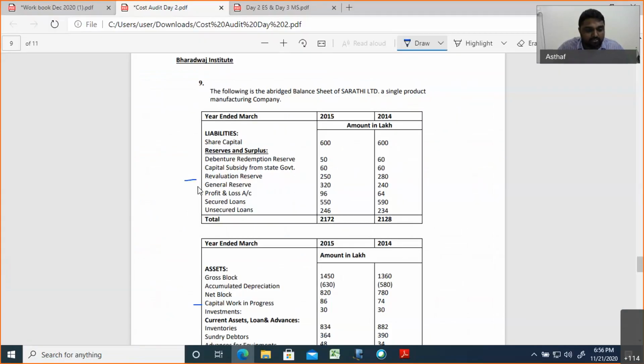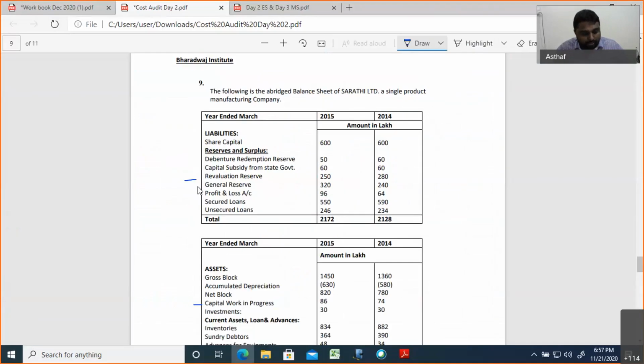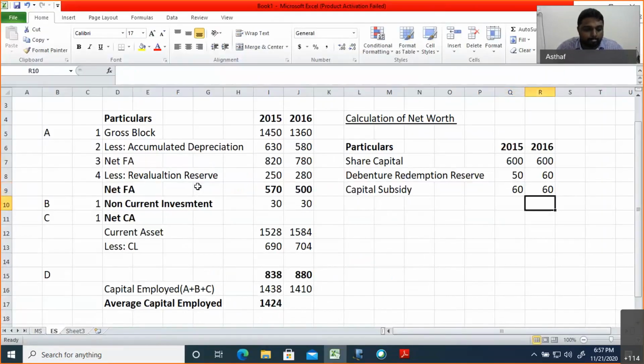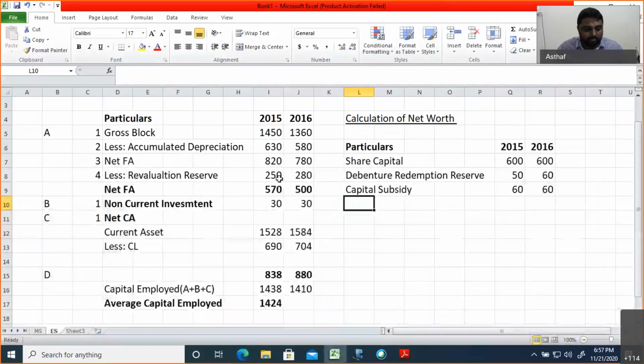What is next? Capital subsidy. That is also one of the benefits for us. Capital subsidy we have 60. What will not come? Revaluation reserve will not come. Revaluation reserve is a temporary adjustment, so that will not be taken into consideration. General reserve will come. So what is the general reserve?